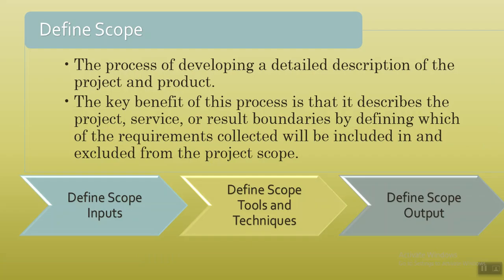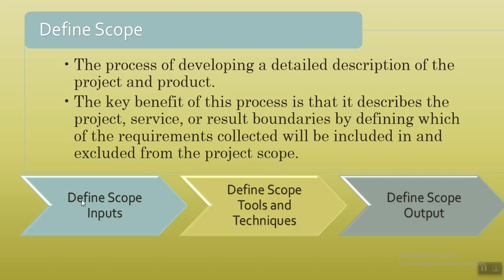Next, we have defining a scope. It is necessary that we have a detailed description of the project and the product. The key benefit of this process is that it describes the project, service or result boundaries by defining which of the requirements collected will be included in and excluded from the project. So we can have the idea at the starting only what all requirements are to be fulfilled and what all requirements can be ignored or discarded.